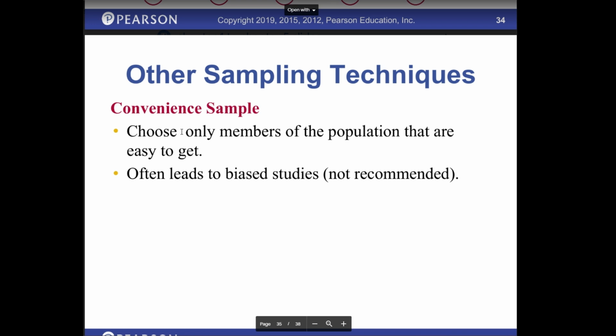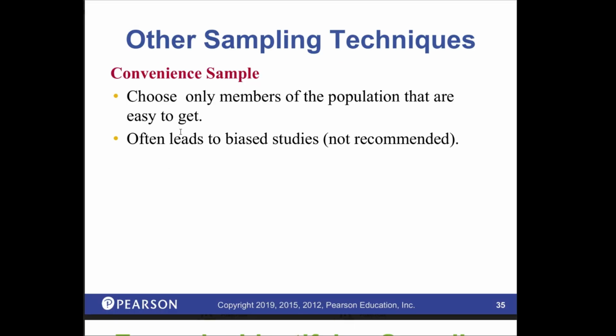And then a convenience sample is choose only members of the population that are easy to get, which often leads to biased studies, which are completely not recommended since it could get influenced answers and answers that may not be relevant to a lot of people.